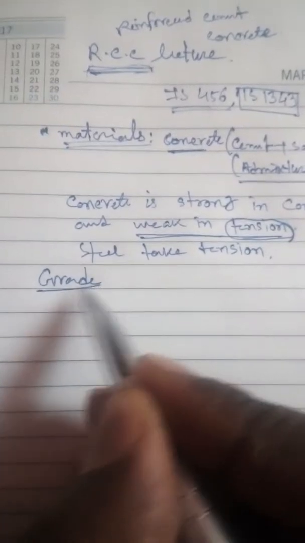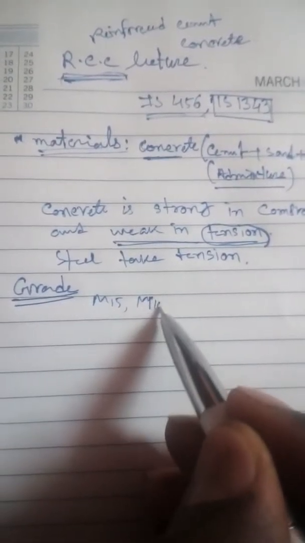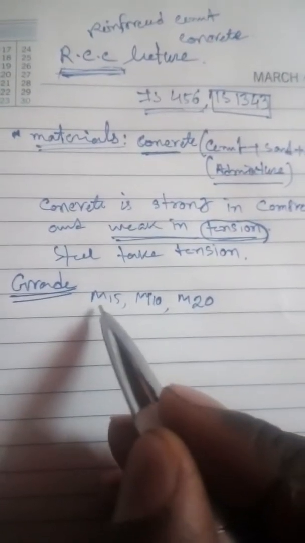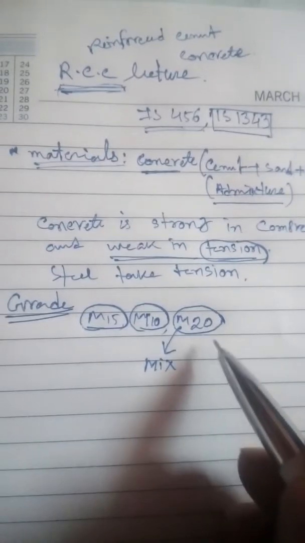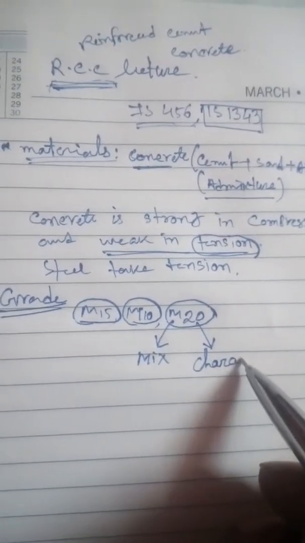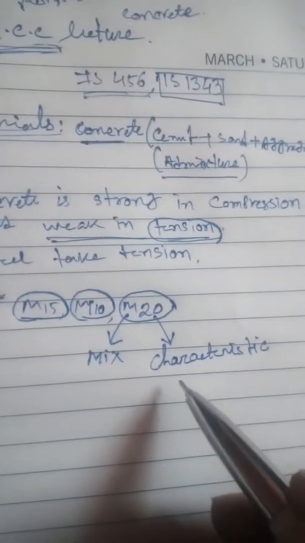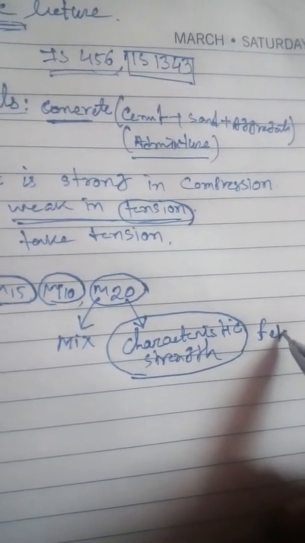The first thing related to concrete is grade. We generally see M15, M10, M20. So what does M15, M10, M20 mean? In this designation, M represents mix and the number represents characteristic strength. Now the question is, what is characteristic strength? It is denoted by FCK. So we have to know what characteristic strength is.